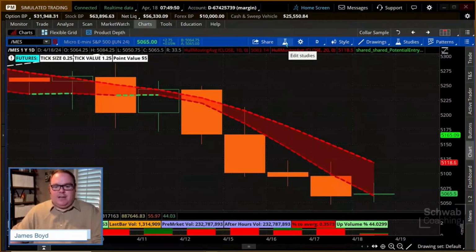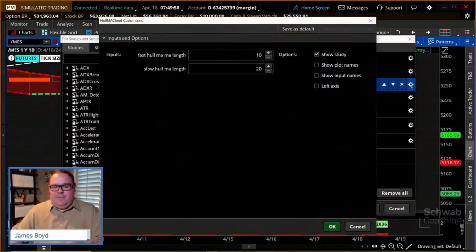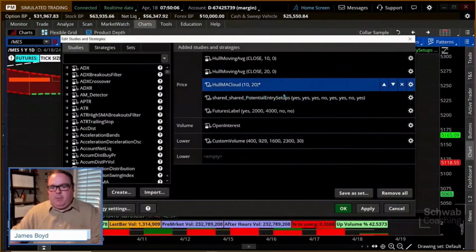So how do you change that? I'm going to click on that little icon again, edit studies. We're going to go right to the whole moving average right there. I'm going to click on that settings. Now, if Greg says 30 and we take that out and put 20, now that shading is going to be right based on the moving averages of 10 days and 20 days. Okay.